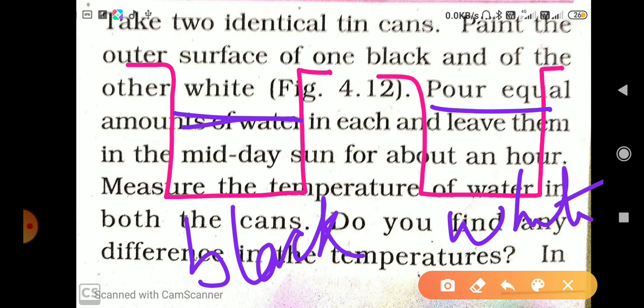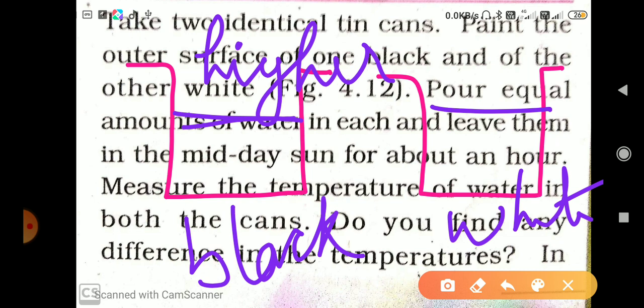Now measure the temperature of the water in both the cans. Do you find any difference in the temperature? Yes, the temperature of the first one will be higher than the other. The first can, which was painted black, will be at a higher temperature in comparison to the other.